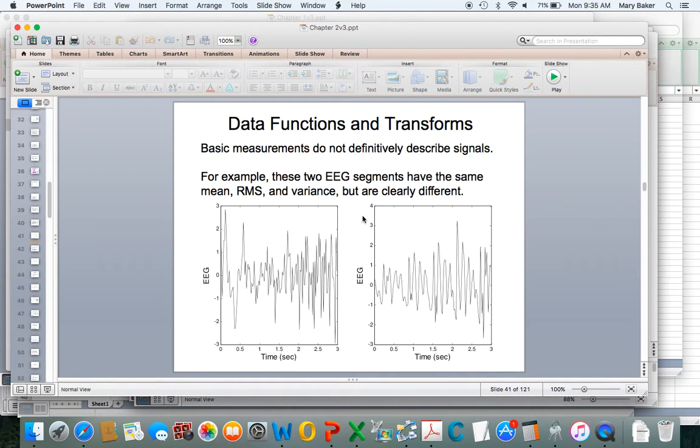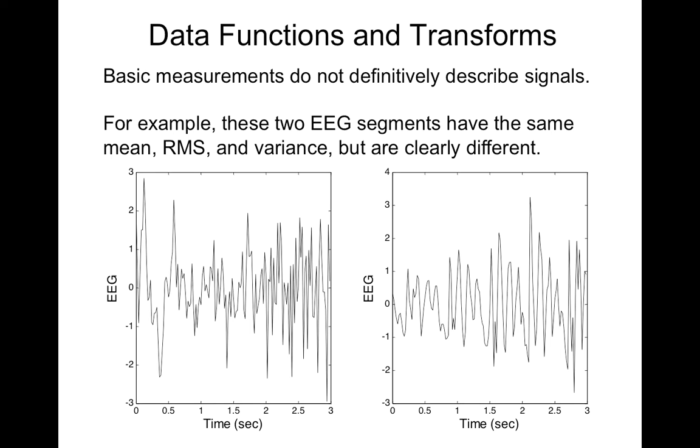Okay, in this section, we're going to discuss some things that you can do with data that more adequately or accurately describe a signal. Now, we talked in a previous section about basic measurements. Basic measurements basically being defined as the mean, the RMS, and the variance of a signal.